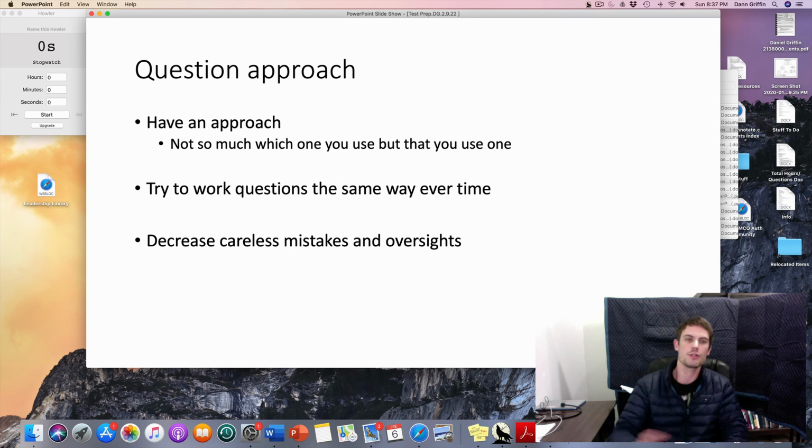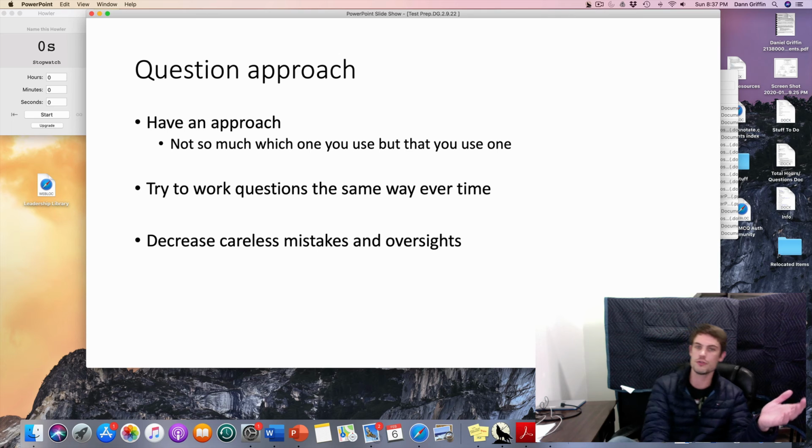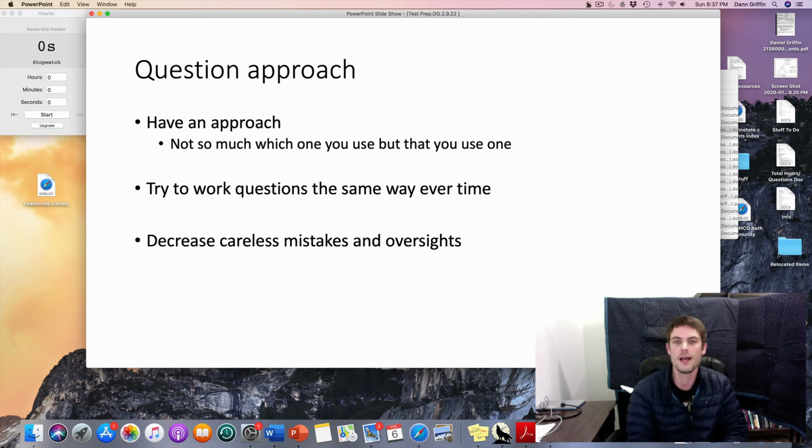So, question approach. It's good to have an approach. And it's not so much the approach you use, but just using an approach. An approach is just a way that you work questions, and you want to try to work questions the same way every single time. This is mainly to decrease careless errors, mistakes and oversights. It's just so that you have a method to your madness. This is how you're going through questions. This is how you're going to work them.